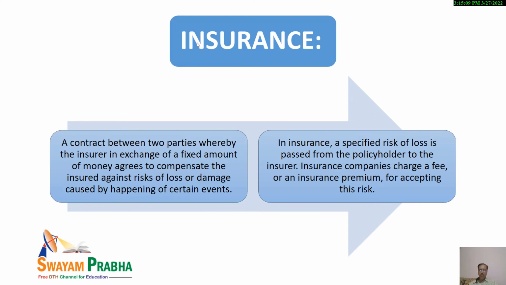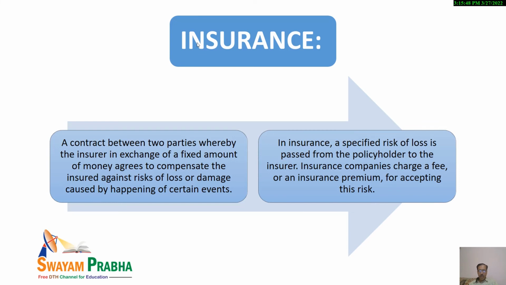I have already told you, and some contract will be there. The contract will be between these two parties, as I have taken the example. And here the XYZ insurance company, as we have assumed in the example, in exchange of a fixed amount of money, will agree to compensate the insured, in our example ABC company, against the risk of loss or damage caused by the happening of certain events.